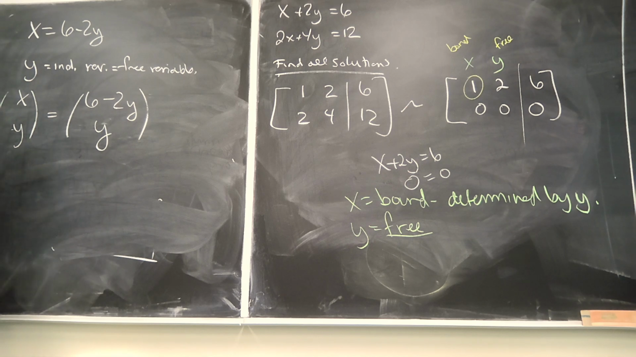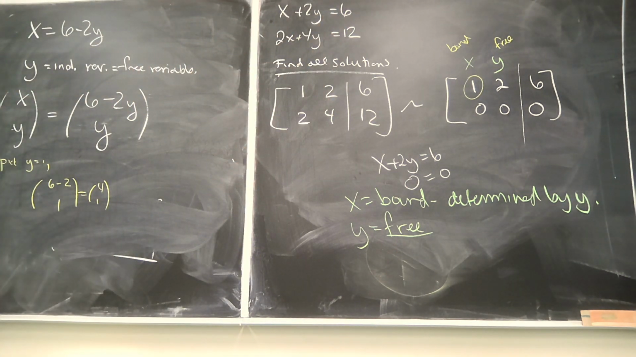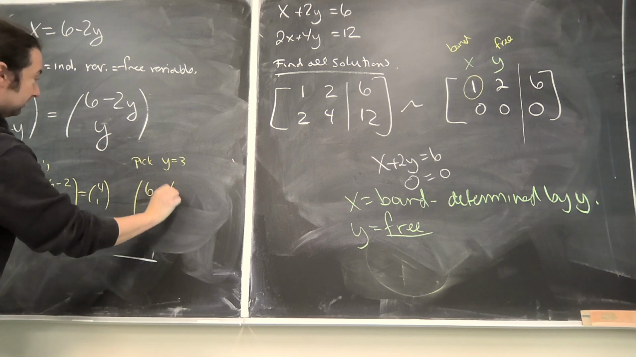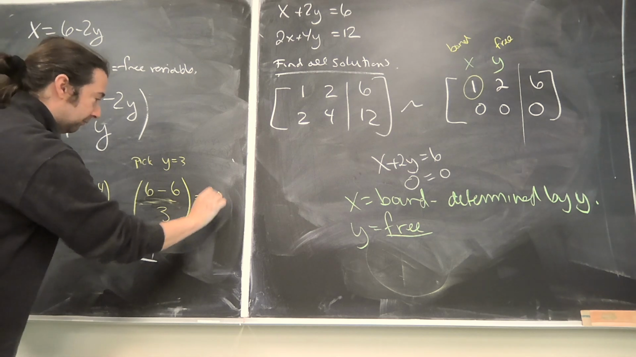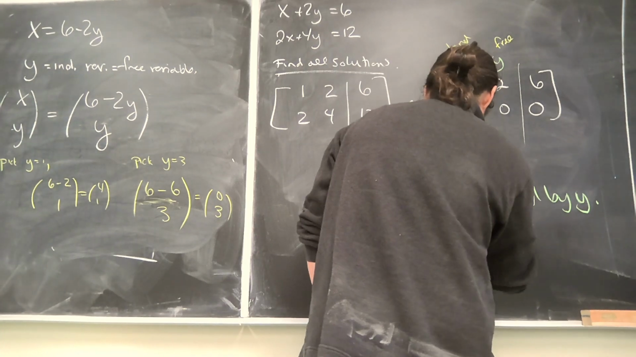For example, if you picked y equal to 1, then you would get 6 minus 2 times 1, which is 4, and 1. If you plug that in up there, you get 4 plus 2 equals 6. That's a solution to both equations because they're the same equation. If you picked y equal to 3, you would have 6 minus 6, which is 0, and 3. That's a different solution, and every value of y that you choose will give you a different solution to the equations. So there's an infinite number of solutions here. Because there's a free choice, we have infinitely many solutions.